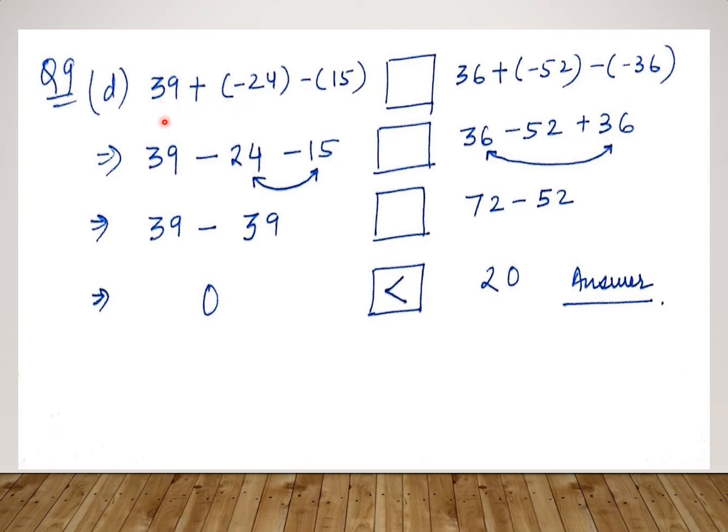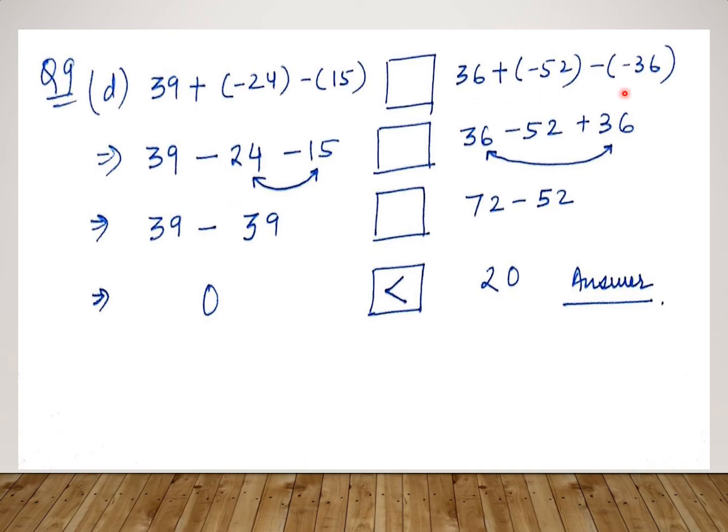What will happen? 39 will come as it is. Then this plus and minus are getting multiplied, and we know when we multiply positive into negative, we get a negative sign. 24 will become negative, and negative into positive is negative only, that is 15. Now 24 and 15, they both are of negative sign, and we know we add same sign numbers and the sign remains the same. So 24 plus 15 is 39, and as both are negative, therefore we are having a negative sign over here. 39 minus 39 is 0.